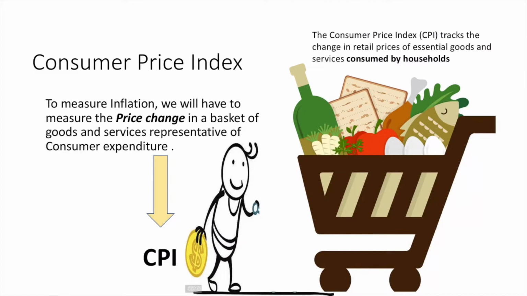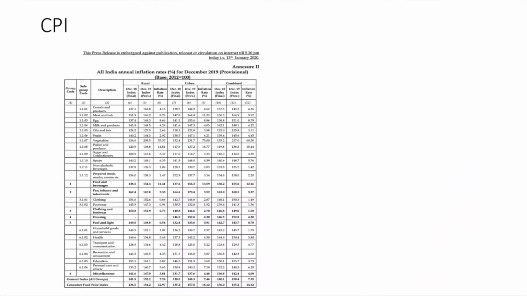Okay. Now let's come to consumer price index. Now we know that this basket represents items of your essential needs. Let's see what the basket actually contains. This is the CPI Index released by Central Statistics Office for the month of December 2019. The items listed here are cereals and products, meat and fish, egg, milk and products, oils and fats, fruits, vegetables, pulses and products, sugar, spices, etc. So as you can see, these are the items of your essential needs. So when we consider an increase in the prices of these items, we say that there is CPI inflation.